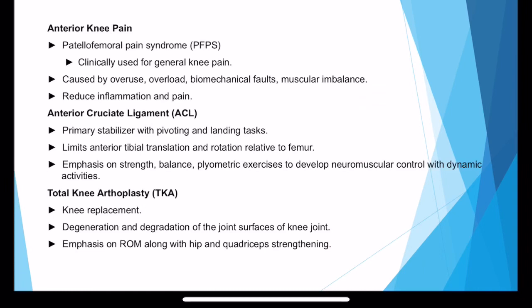So the ACL, the anterior cruciate ligament, I know it sounds like a lot, but anterior is just a ligament in the front, or crosses the front. There's a picture a couple slides back, or that last slide. The ACL is a primary stabilizer with pivoting and landing tasks, and it's going to limit anterior tibial translation and rotation relative to the femur. So it kind of keeps that tibia in check, doesn't let it go everywhere. And then the emphasis would be on strength, balance, and some plyos.